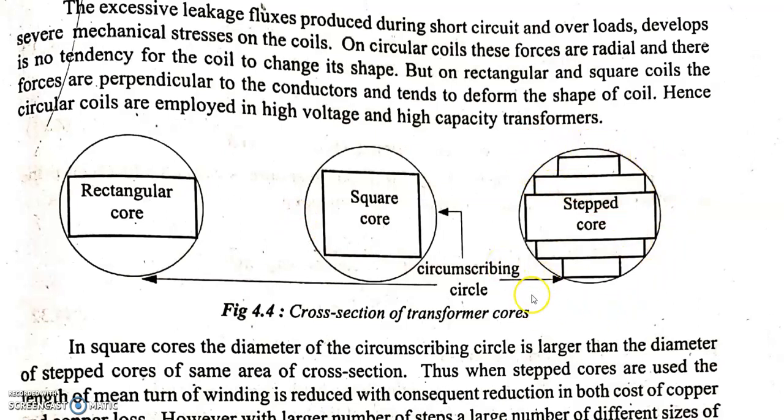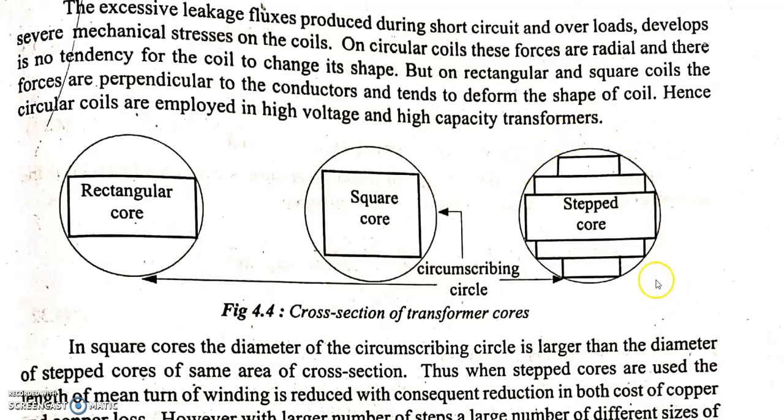So the coil shape will not be affected if it is a circular coil. But if the coil is rectangular in nature, then the force due to the severe mechanical stress will act perpendicular, and so it will deform the coil shape. And so in high voltage and high power applications, we prefer the circular coil.